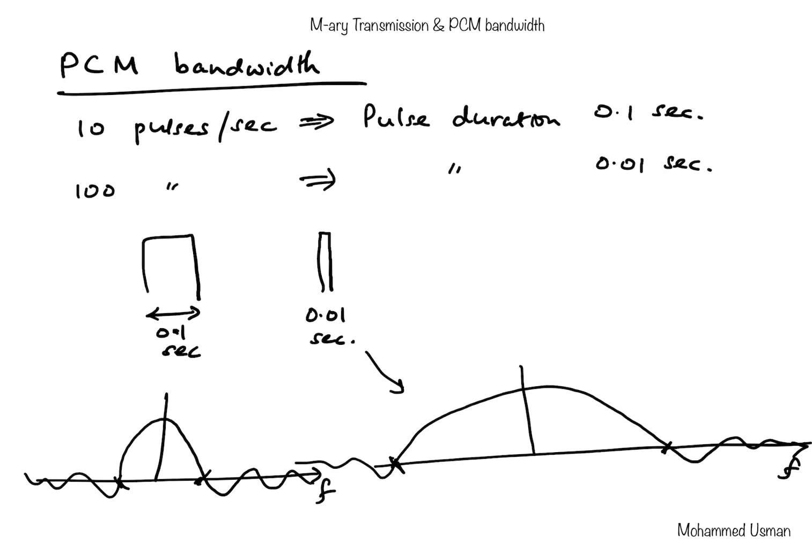So increasing the baud rate from 10 pulses per second to 100 pulses per second has brought down the pulse duration by a factor of 10, from 0.1 second to 0.01 second. That means the required bandwidth will also increase by a factor of 10. So to avoid that, we try to increase the bit rate without actually increasing the baud rate, and that is where the M-ary transmission comes into the picture.